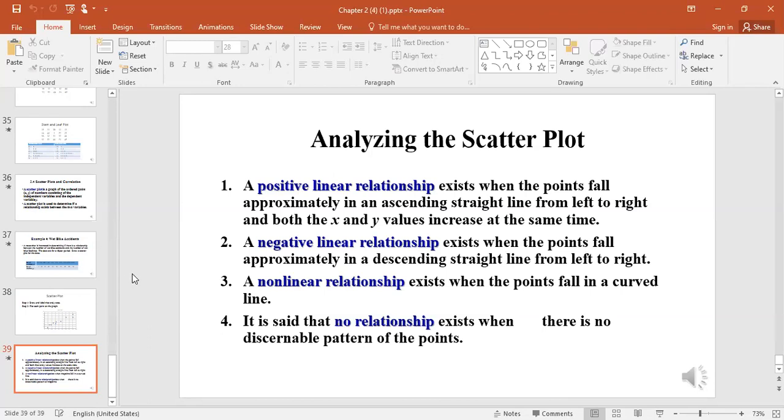So that is the end of chapter 2. I did this essentially for you to see how to use Excel to make your graphs. If you have any question, you can ask me or you can send me an email later.